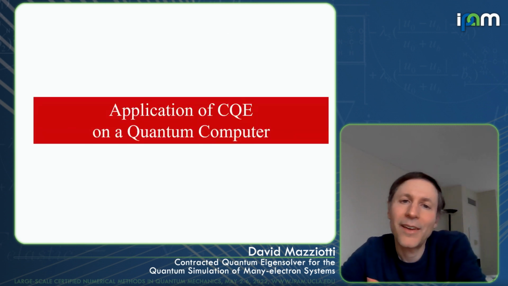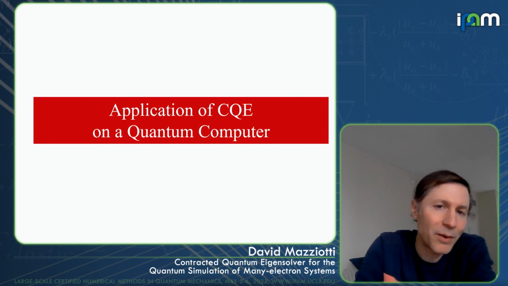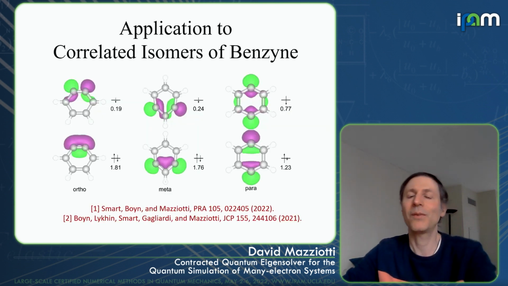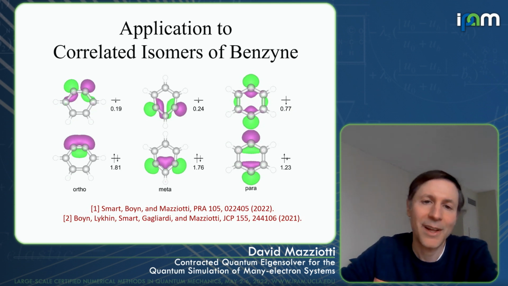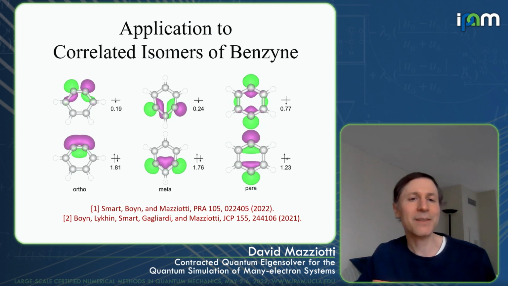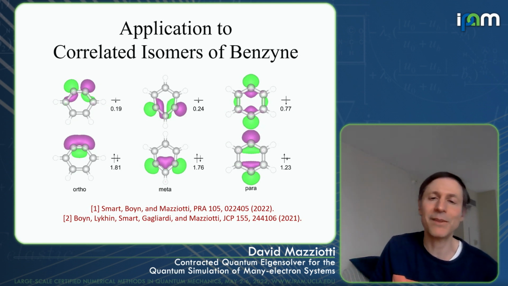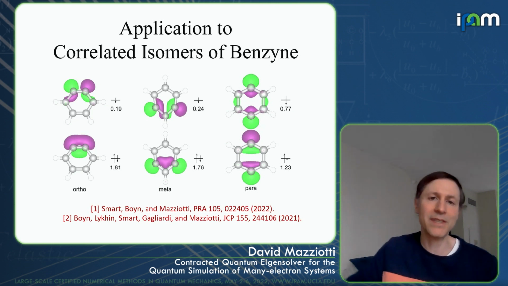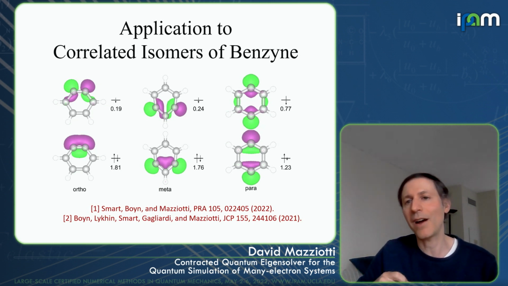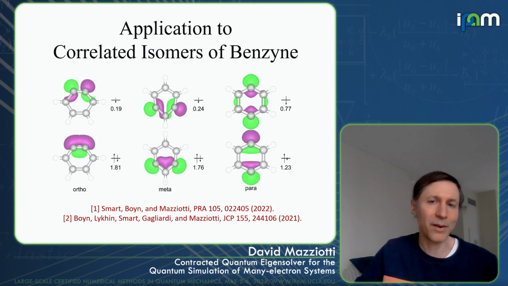Okay, so let's look at an application of the CQE on a quantum computer to get a sense of how it works. One application that we've looked at is to the correlated isomers of benzyne. Benzyne's nice because it has 3 different isomers: the ortho, meta, and para isomers, where we pluck off 2 hydrogens from benzene in different positions on the ring.